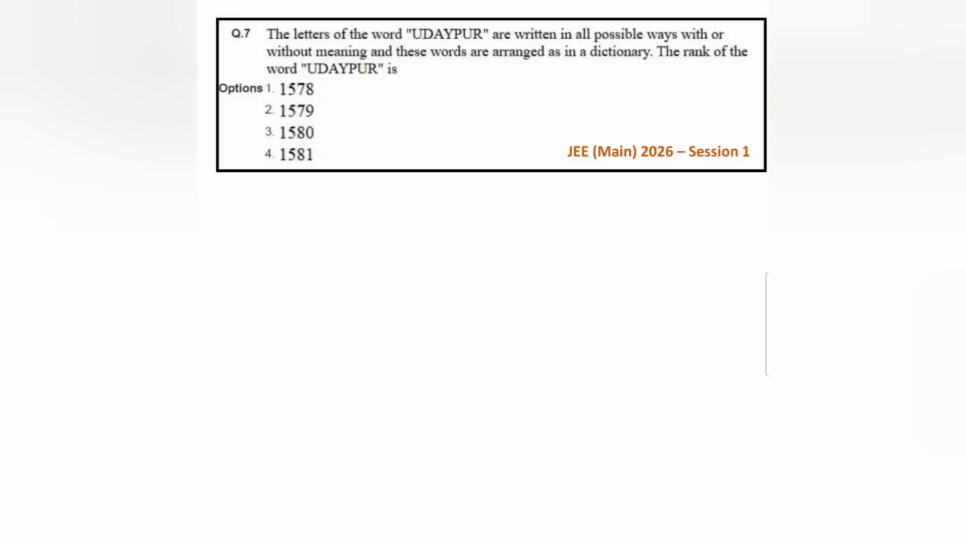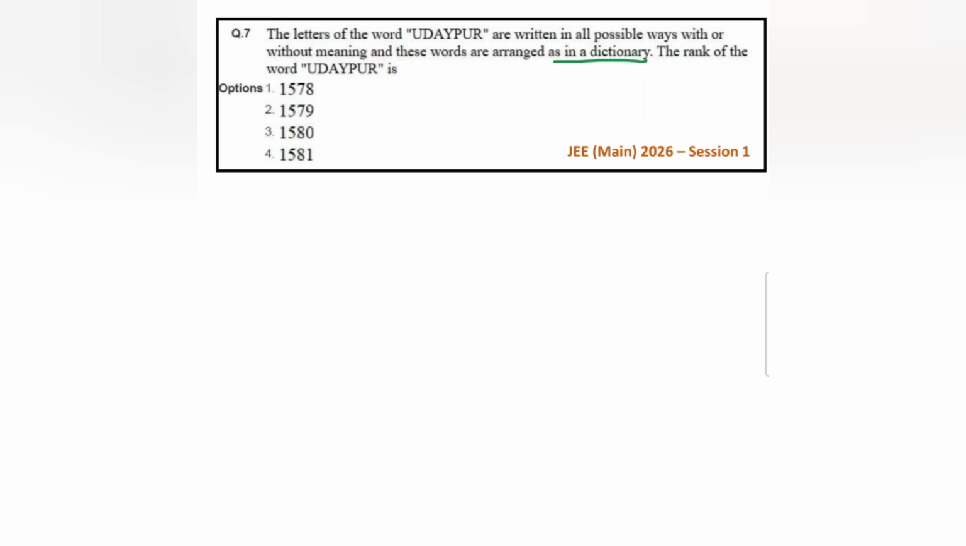Okay, this is one of the very important and repeated questions. The letters of the word Udaipur are written in all possible ways, with or without meaning, and these words are arranged as in the dictionary. Dictionary order means, I think all of you know, if the first letter is the same, then the second letter will be in alphabetical order. If the first two letters are the same, the third will be in alphabetical order, and so on. So what is the rank of the word?